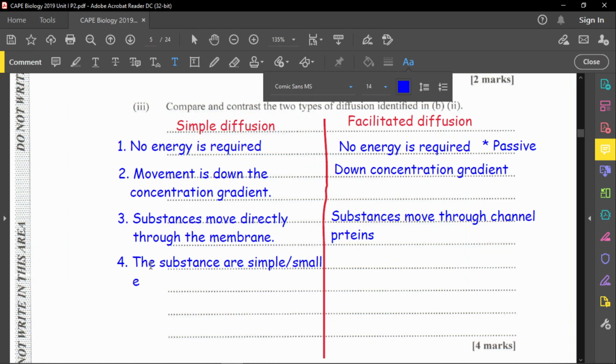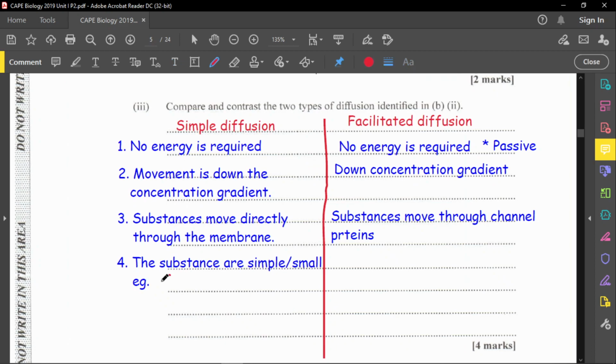An example of this could be CO2. Let me write in my CO2 right here. There could be CO2, or it could also be oxygen gas, O2, as well. So those are the things that normally go through simple diffusion. Simple substances, simple diffusion.